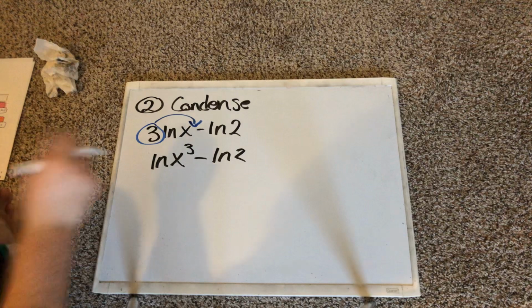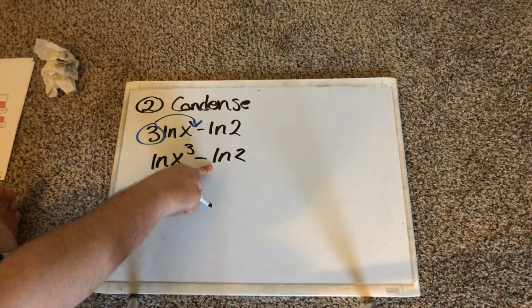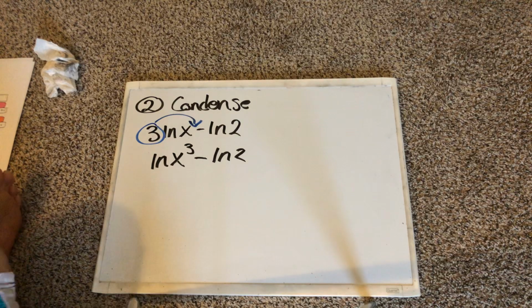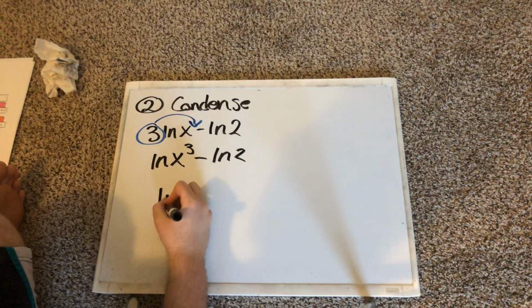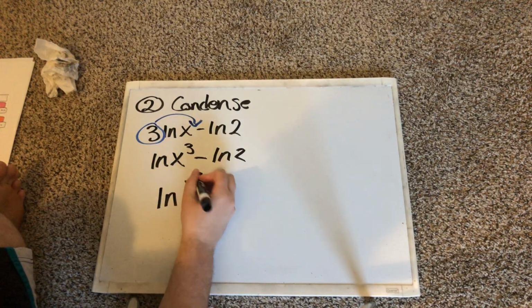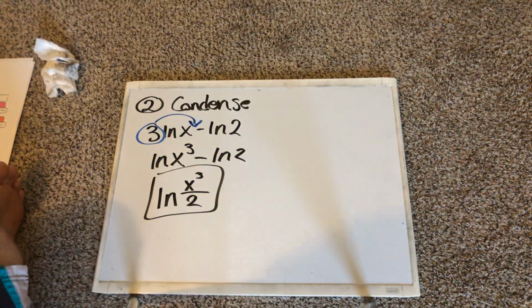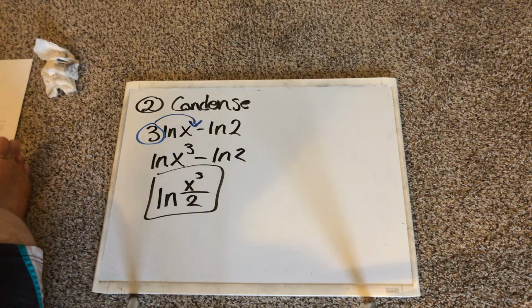So now I don't have any numbers in front of my natural logs, but I have subtraction, which is our quotient property. Subtraction means division. So natural log x cubed over 2. And that's it. Not too bad, if I do say so myself.